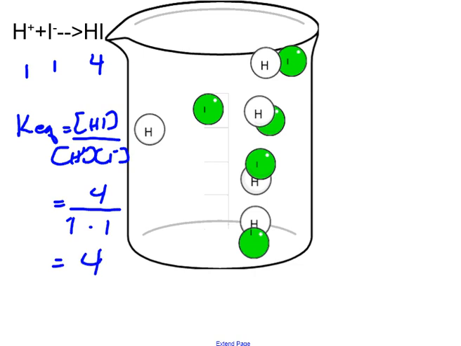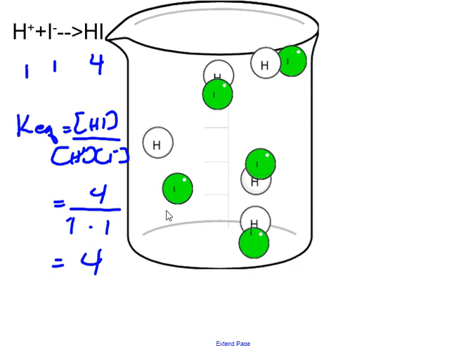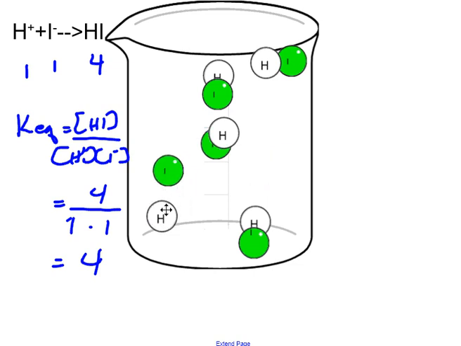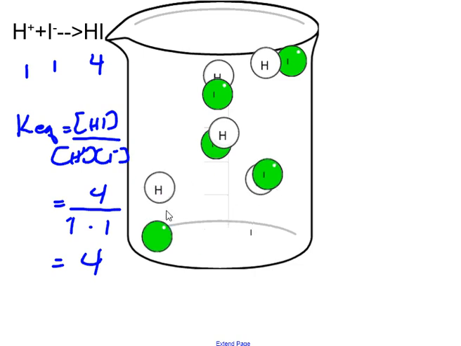If this is the point of my equilibrium, then every time a hydrogen and an iodine react to form an HI, another one breaks down. You'll notice that I still have 4 HIs and 1 H of each, the hydrogen and the iodine. Another one forms, another one breaks down. The amounts stay constant. The reaction continues to happen. Every time 1 HI is formed, another one breaks down.